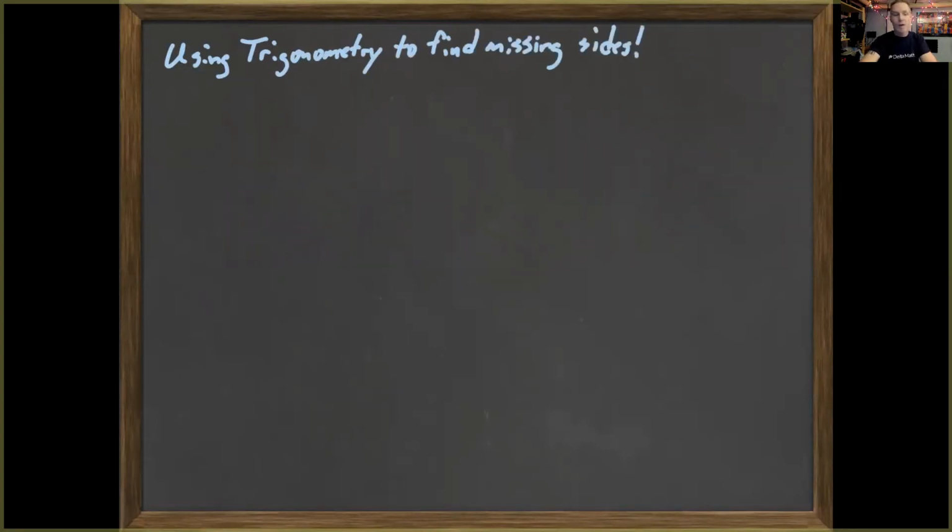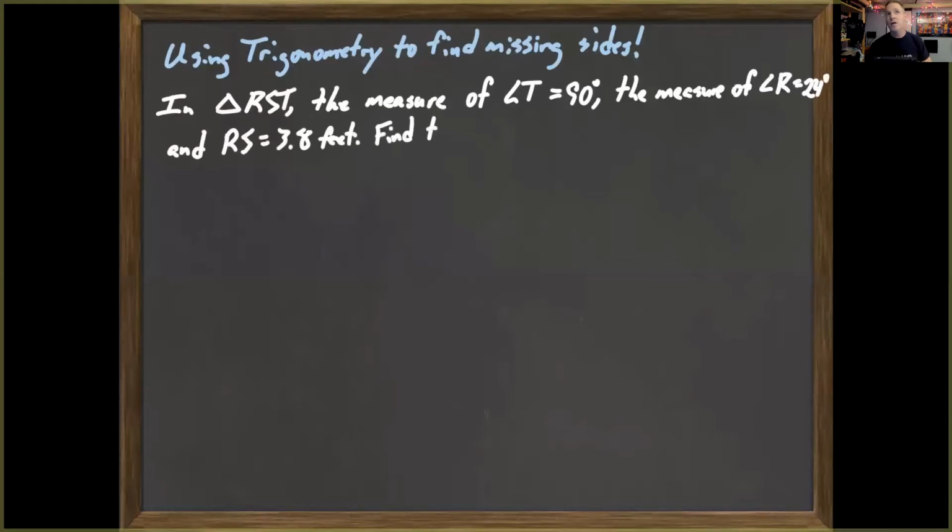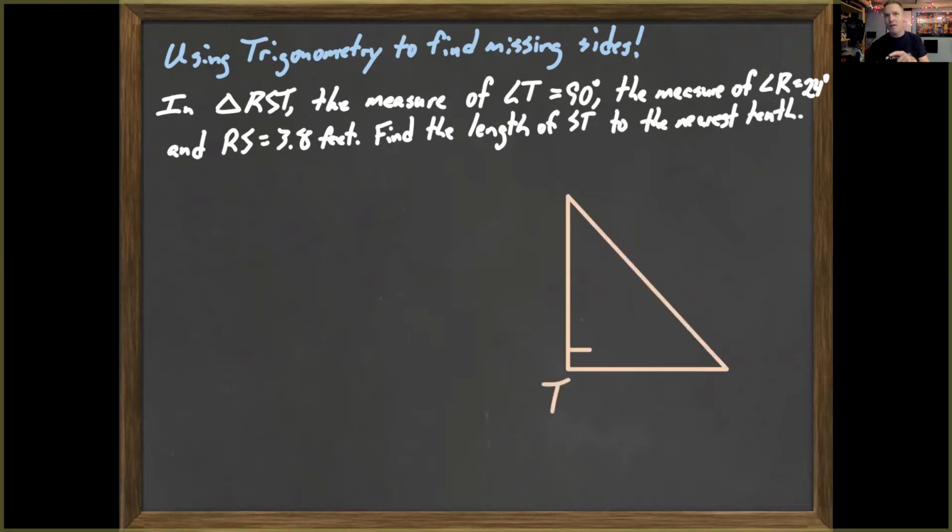And so here's the first problem. In triangle RST, the measure of angle T equals 90, and the measure of angle R is 24 degrees, and RS equals 3.8 feet. Find the length of ST to the nearest tenth. 3.8 feet, that's a big triangle. I'm pretty sure they give you the diagrams on these, but if not, make sure you draw the diagram.